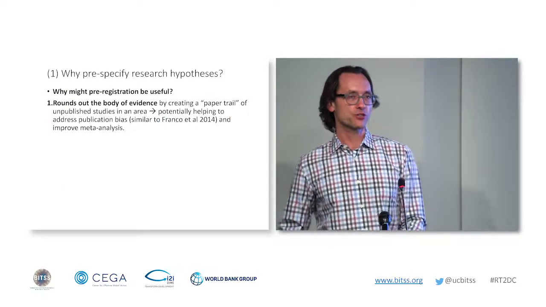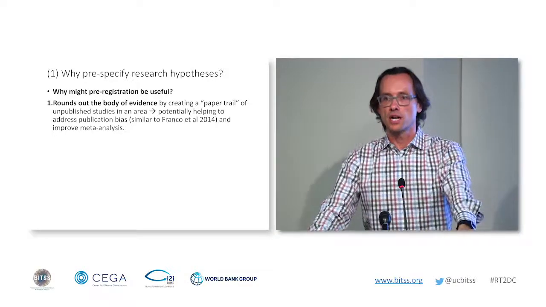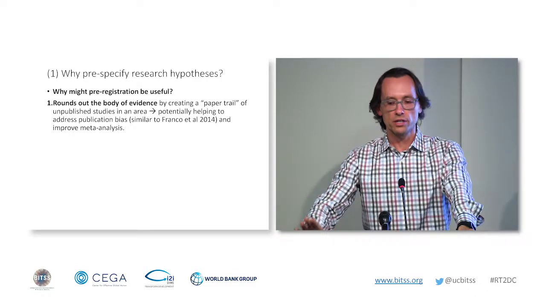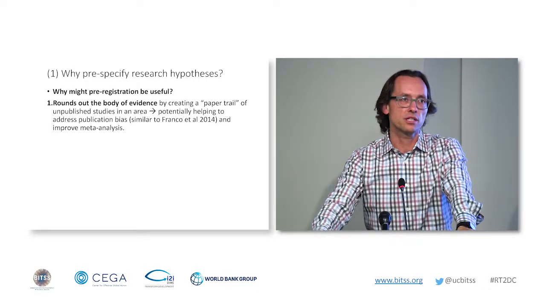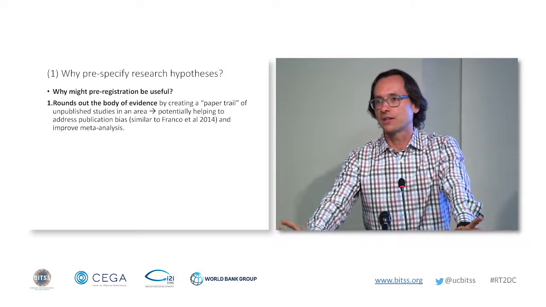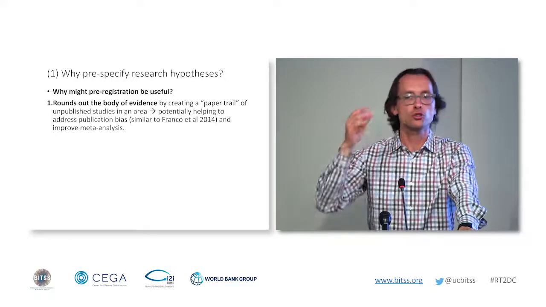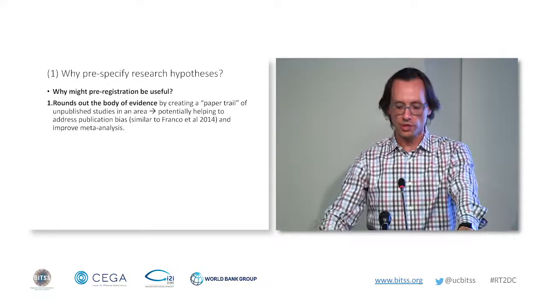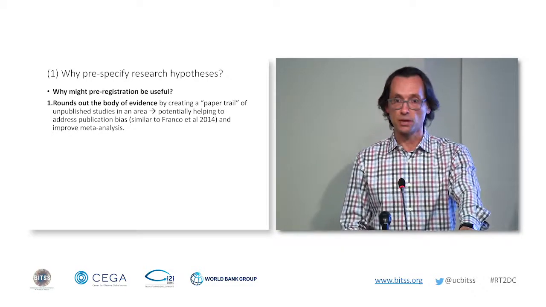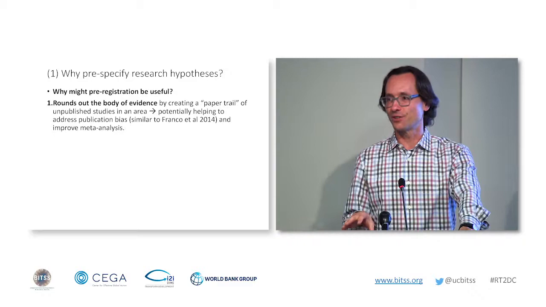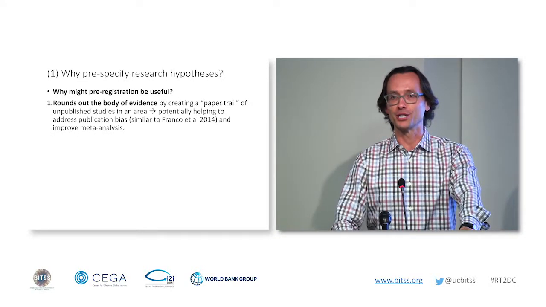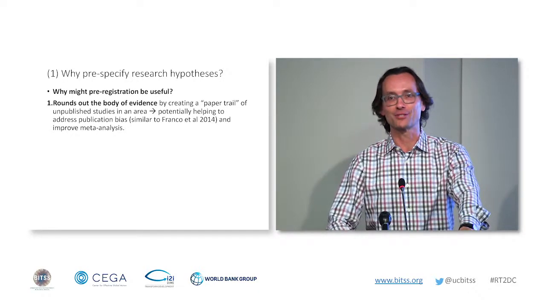So why might pre-registration be useful? Again, this is a high-level conversation, and I'll get into some of the details, but Graham and Fiona will get into more. One of the real important points about registration is in what we call rounding out the body of evidence, creating some sort of paper trail of studies. Now, why could this matter? One of the major concerns in scientific research is publication bias. If you look at scientific fields, especially historically, it's starting to get better. Very few null results were published. Very few zero effect results were published.